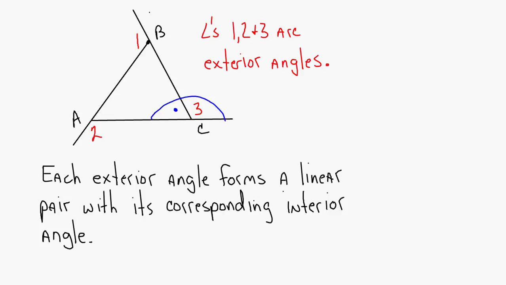Okay? Angle 1 is an exterior angle. Its corresponding interior angle is right next to it. And these two form a linear pair. And then you got angle 2. And its corresponding interior angle is right next to it. And these two will form a linear pair. Okay? Any questions so far?